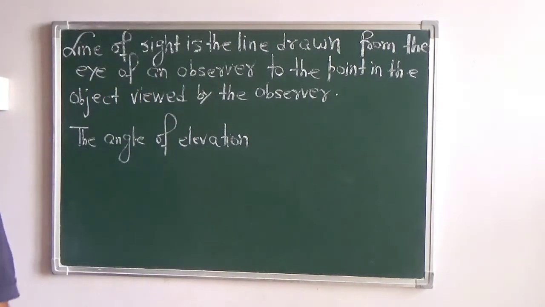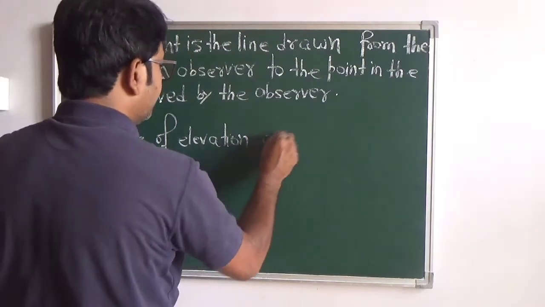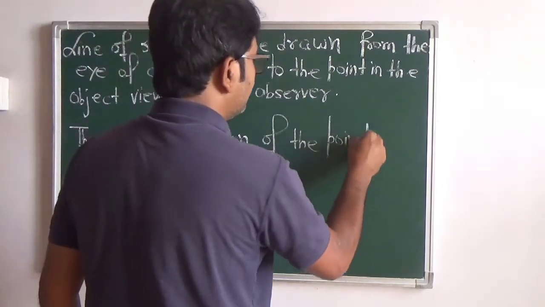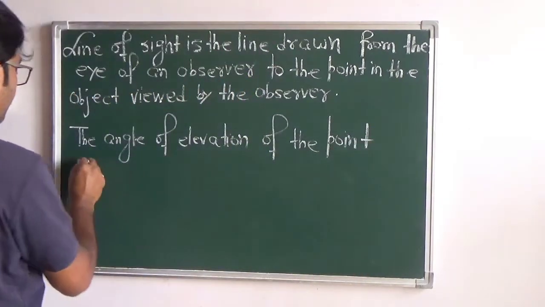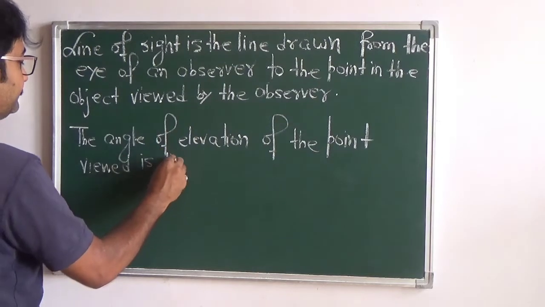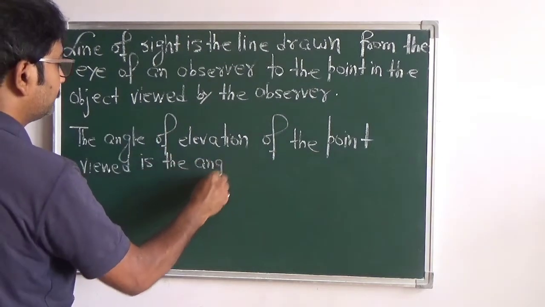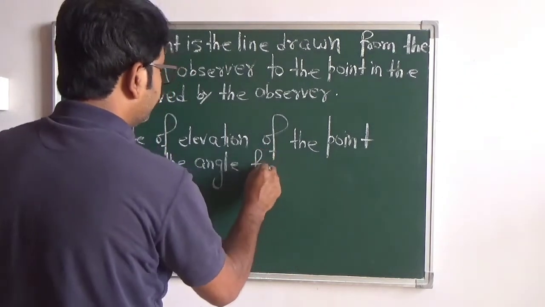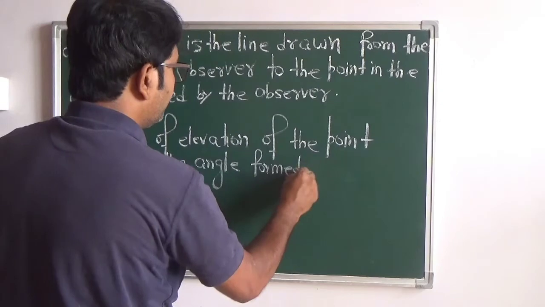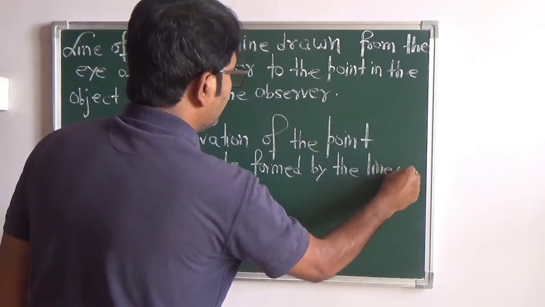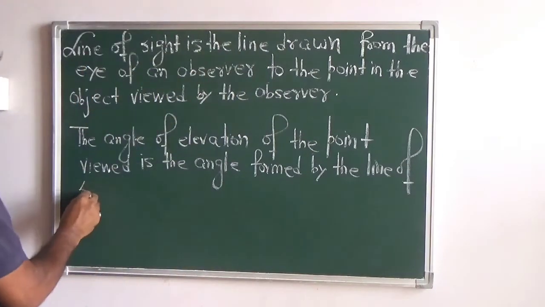So the angle of elevation of the point viewed is the angle formed by the line of sight.